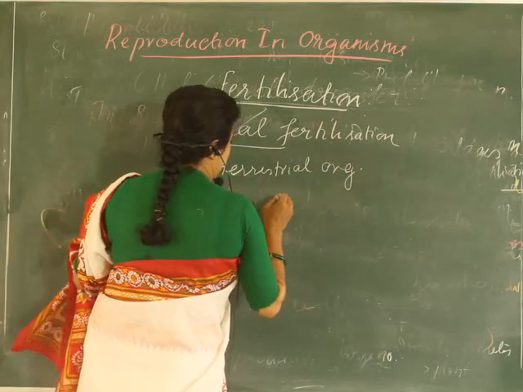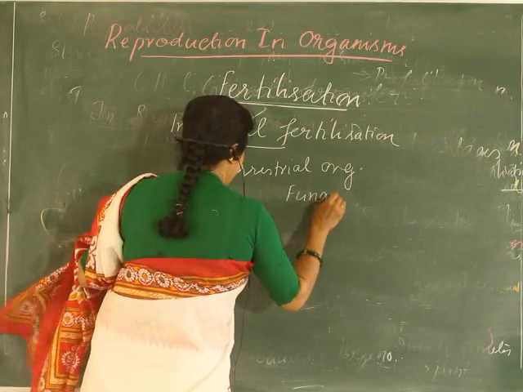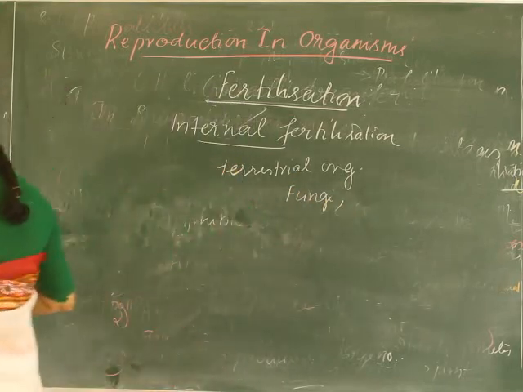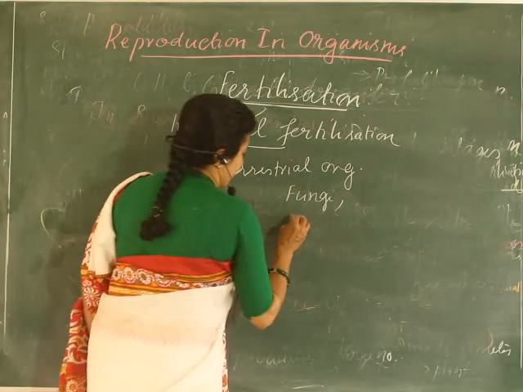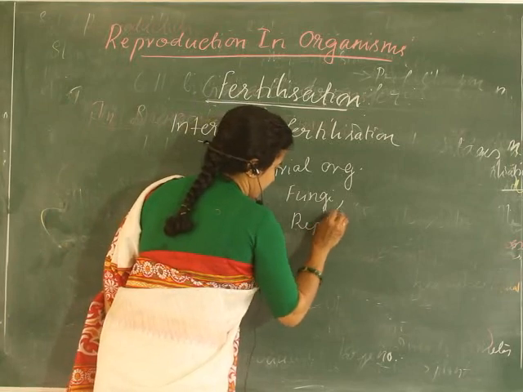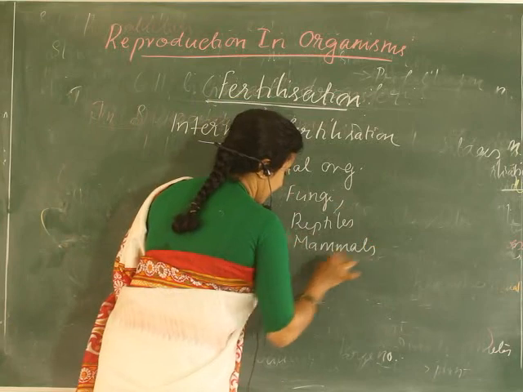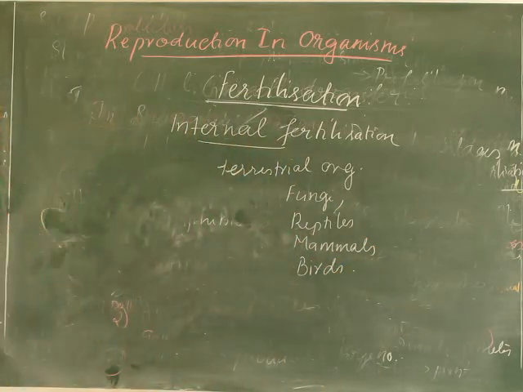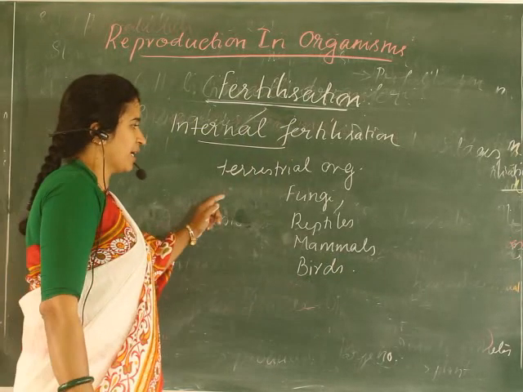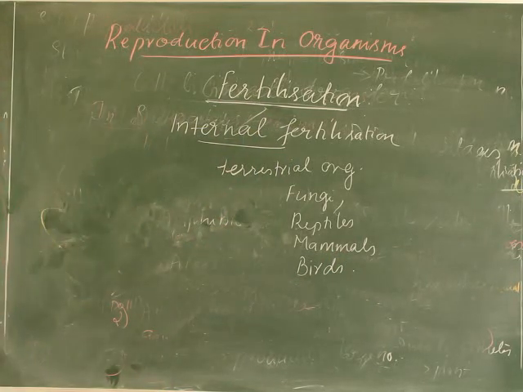Which are those terrestrial organisms? It can be fungi; we can also see internal fertilization there. Then higher animals. Which are the higher animals? We'll start from reptiles, mammals, birds, all these, right? They all follow internal fertilization. Internal fertilization is found in terrestrial organisms like fungi, reptiles, mammals, and birds.